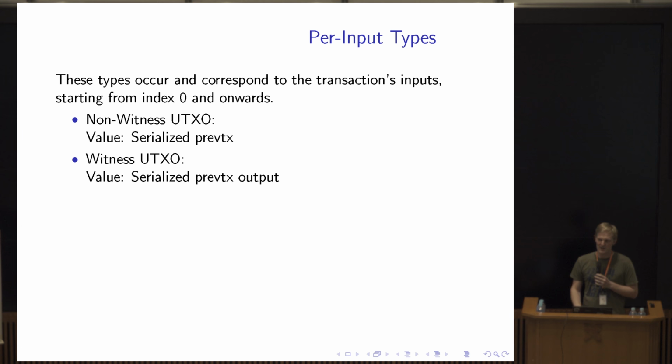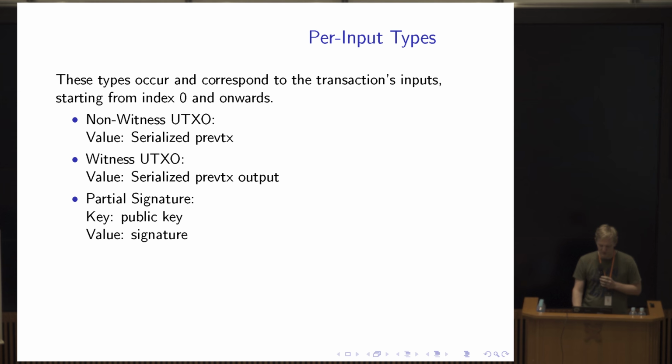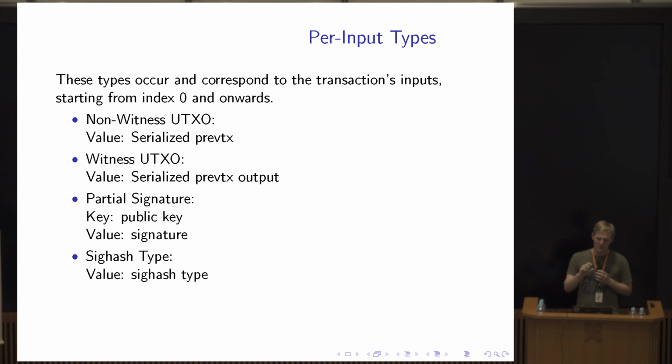There's partial signatures, where the key is the public key and the value is the signature itself. So these will be stored up. If it's a 2 of 3 multisig, up to, let's say, 3 signatures could be there, from each signer. It's not finalized yet. There's a sig hash type, which is kind of an advisory thing. The default is sig hash all, hash the entire transaction, sign that. You can also do other things like sig hash single, sig hash anyone can pay, all these different flags, as other people have talked about already.